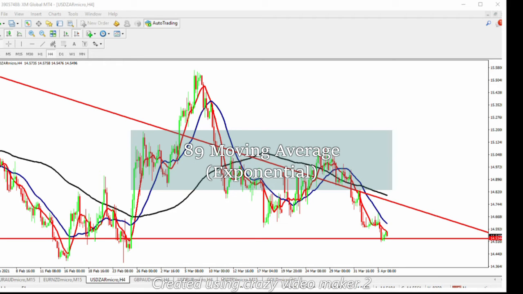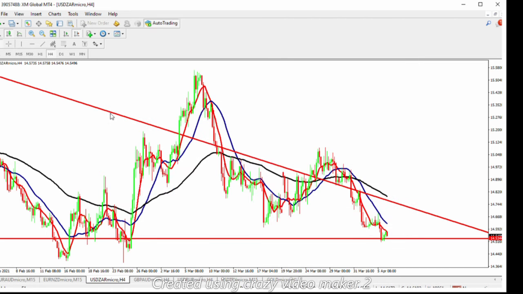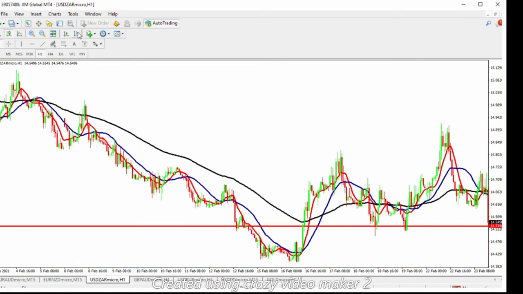So let me just show you. You go to exponential moving average. So this is the big moving average I use, the 89 exponential, applied to close, right? And then you set it in black. And as long as price is below the 89 moving average, it means we're in a downtrend. So remember, we're trying to catch the uptrend. So now we start going down to the 1 hour, trying to get a good entry.